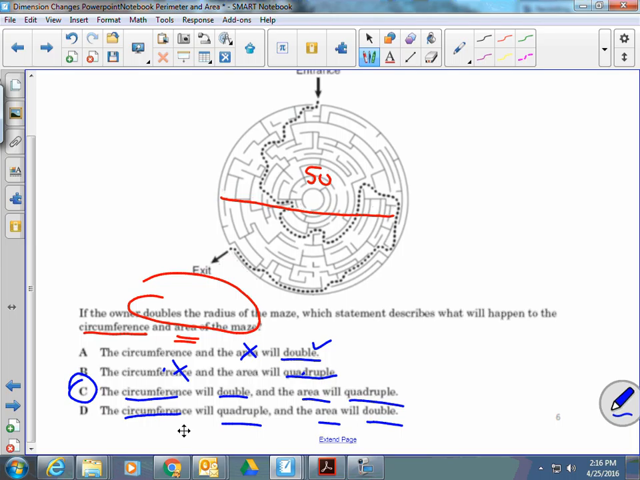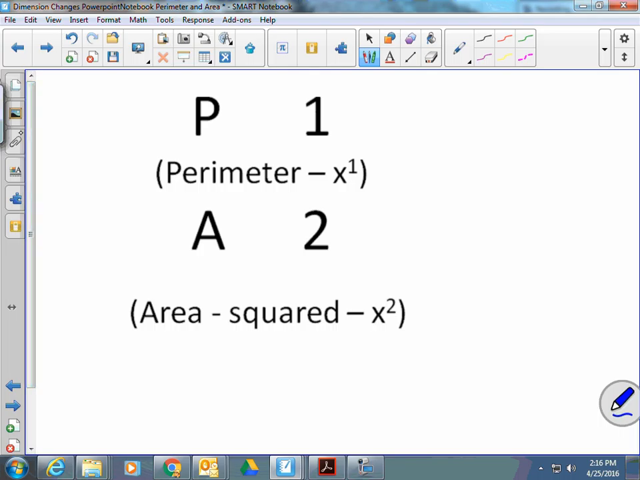How many of you chose C? How many of you were clueless, that you had no idea what we were talking about? How many still don't know because you're not paying attention? Oh, because you're not paying attention. Very good. All right.